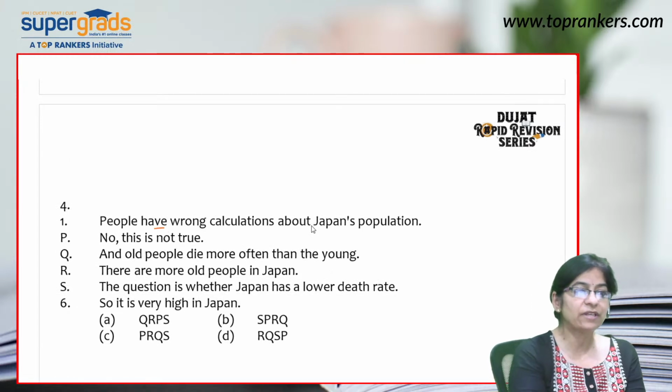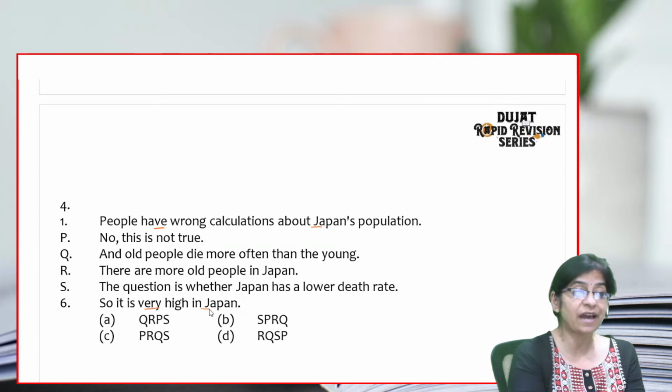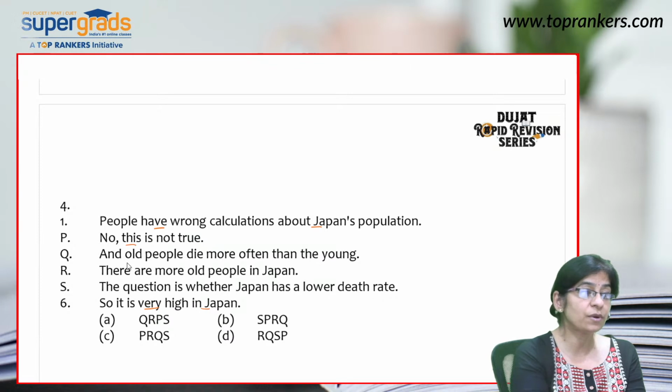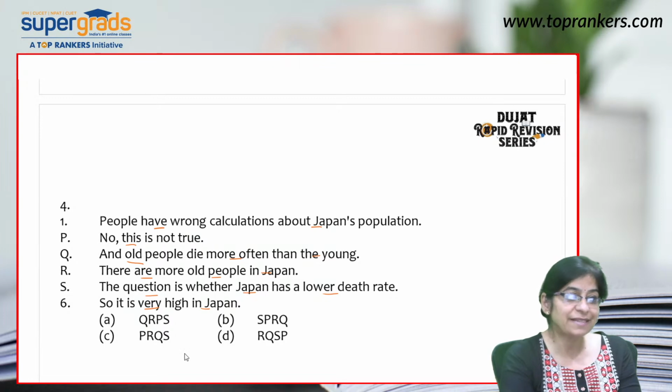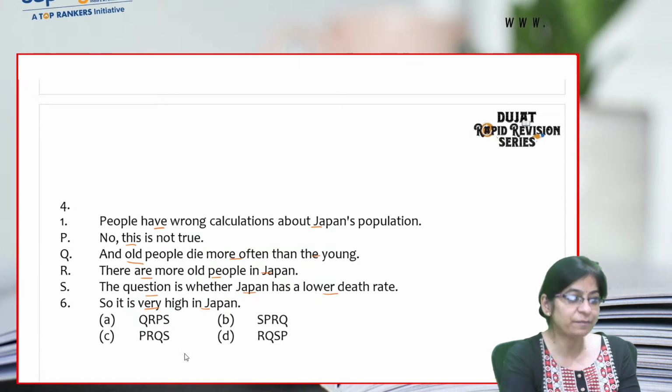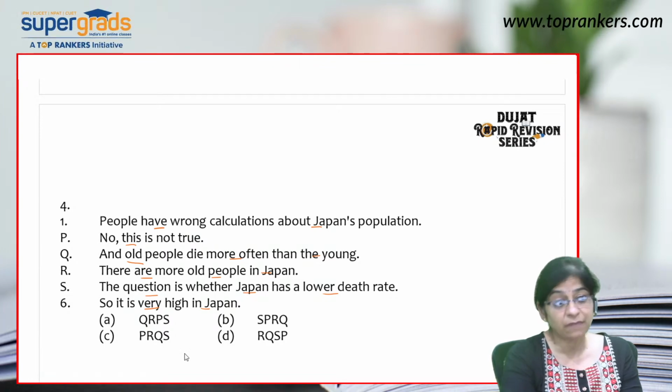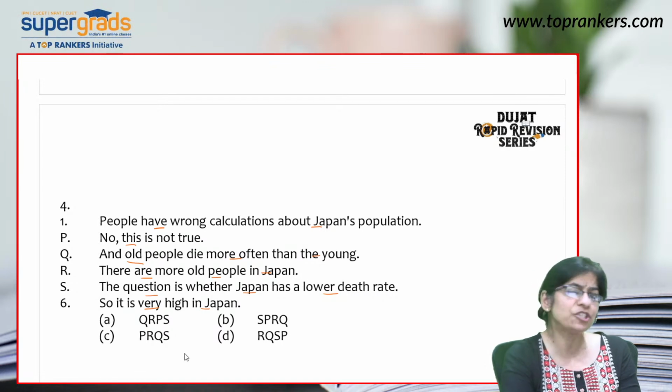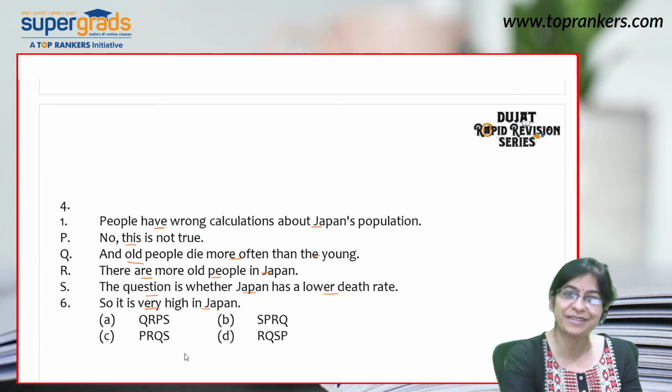People have wrong calculations about Japan's population, fixed statement. So it's very high in Japan. No, this is not true, and old people die more than the young. There are more old people in Japan. The question is whether Japan has a lower death rate. Now, see, I can see, all right, Mansi, great. Now, I can definitely see a mandatory pair here. These two sentences should be put together. That helps me get the answer. What do you think?